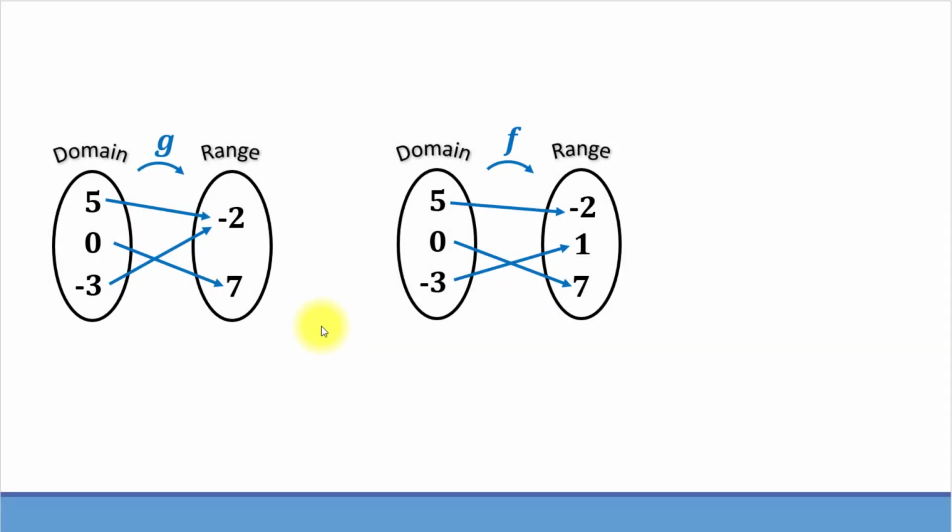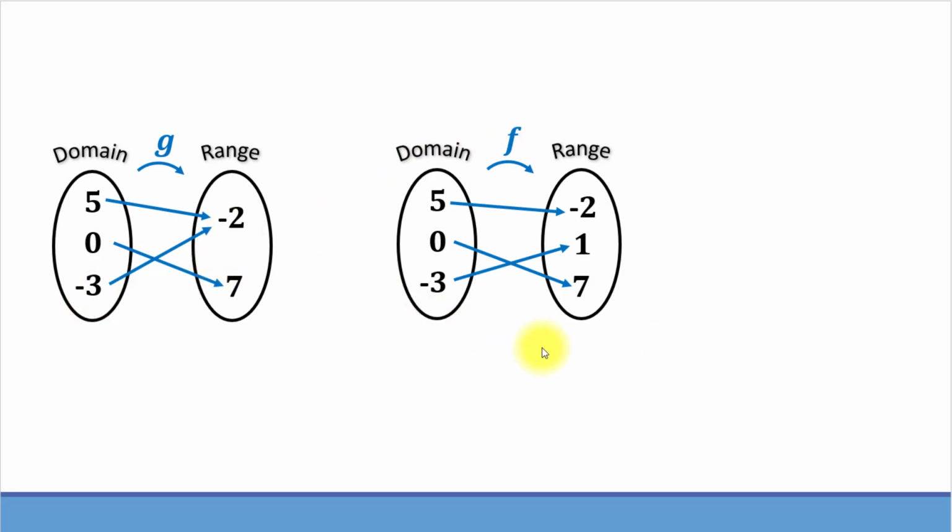Let's consider the following example. Here we have two arrow diagrams representing two different functions, function g and function f. The main difference between these two functions is that in function f, all outputs have a unique input, whereas in function g we have an output, -2, with two corresponding inputs. So for input 5, the output is -2, and for input -3, the output is -2.